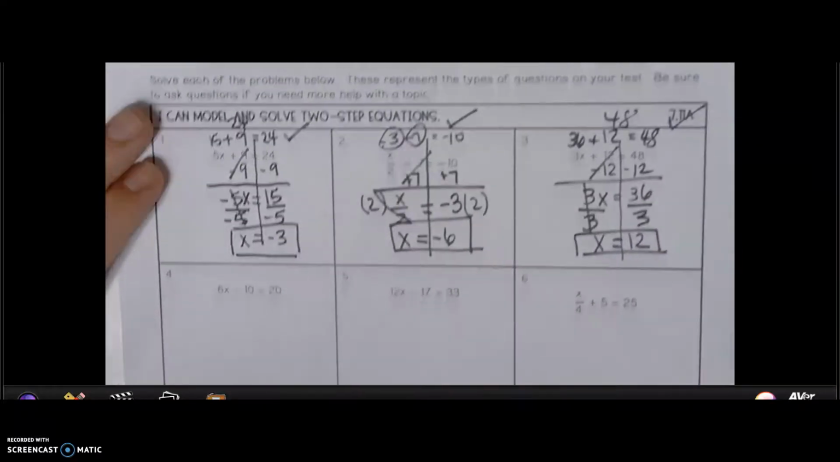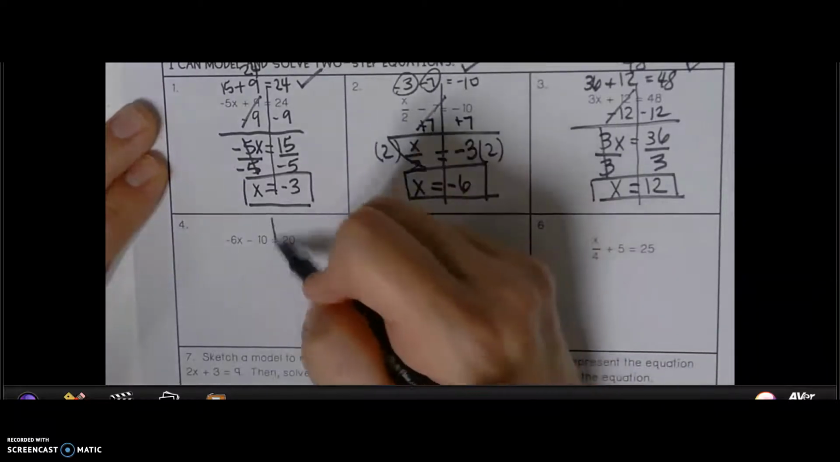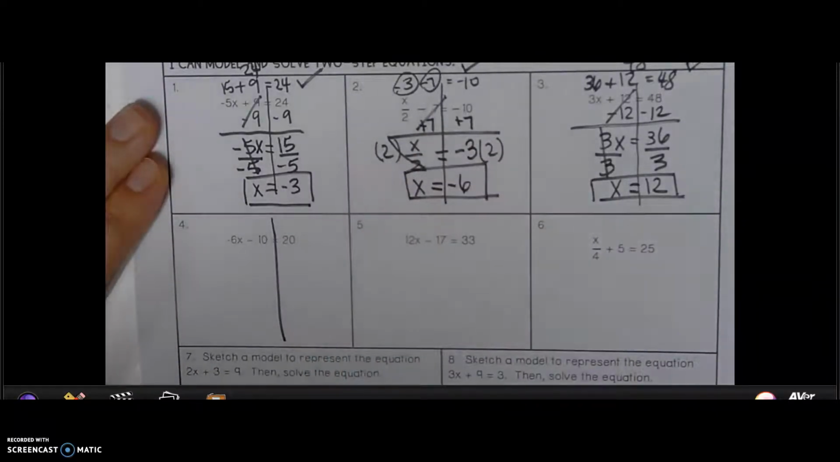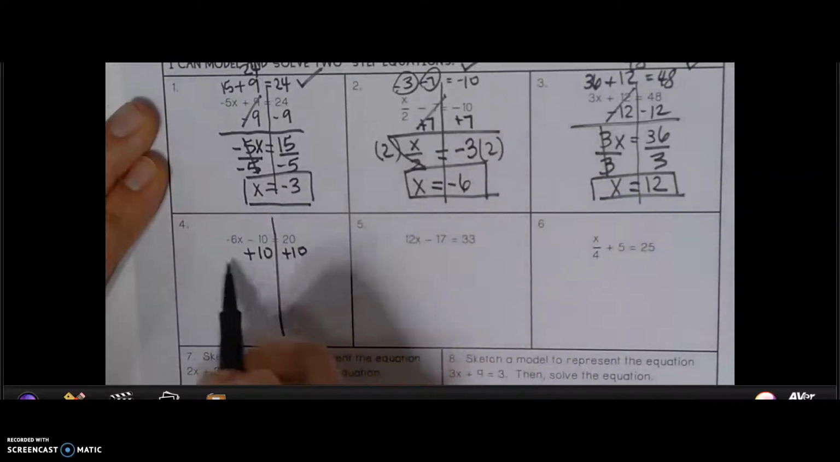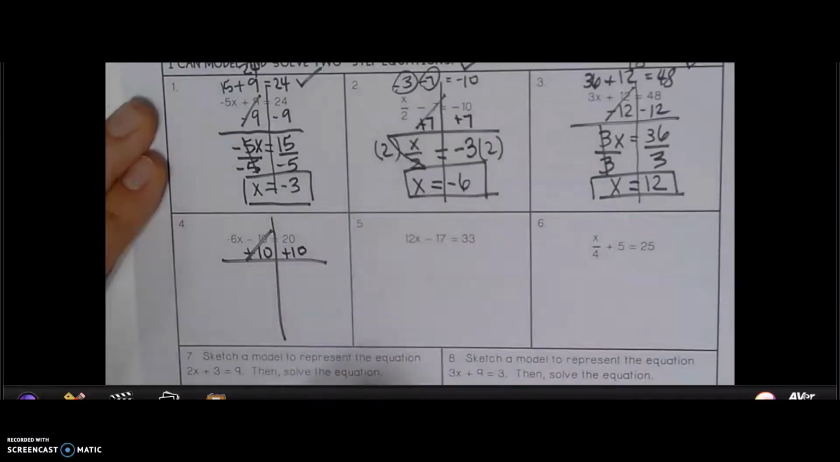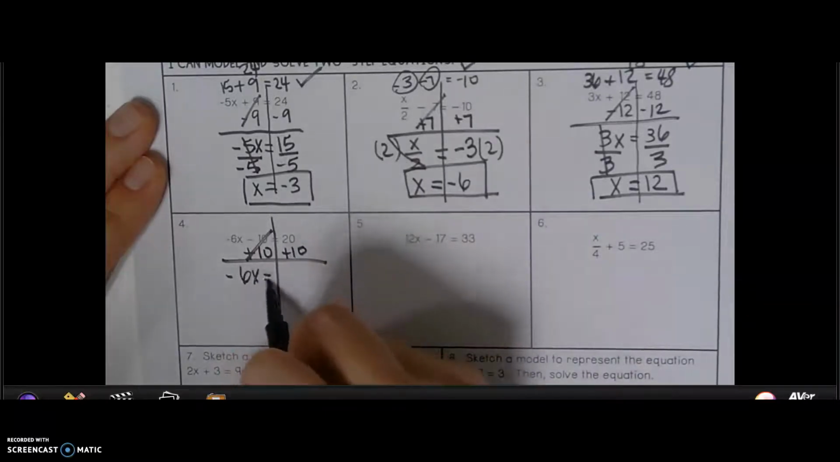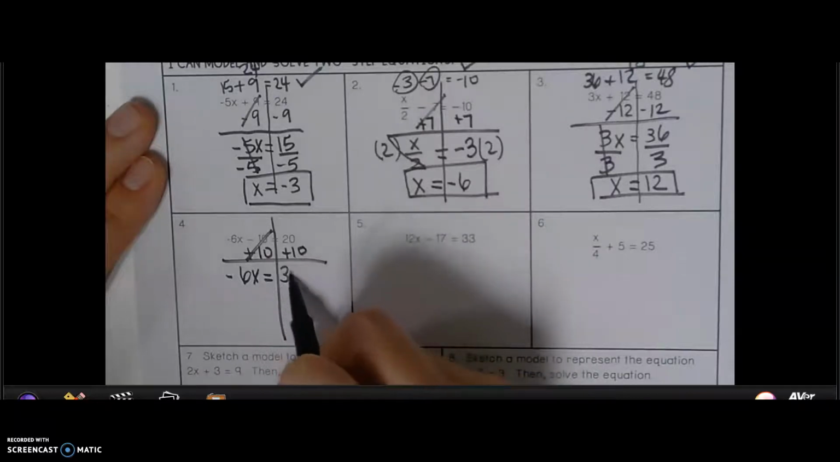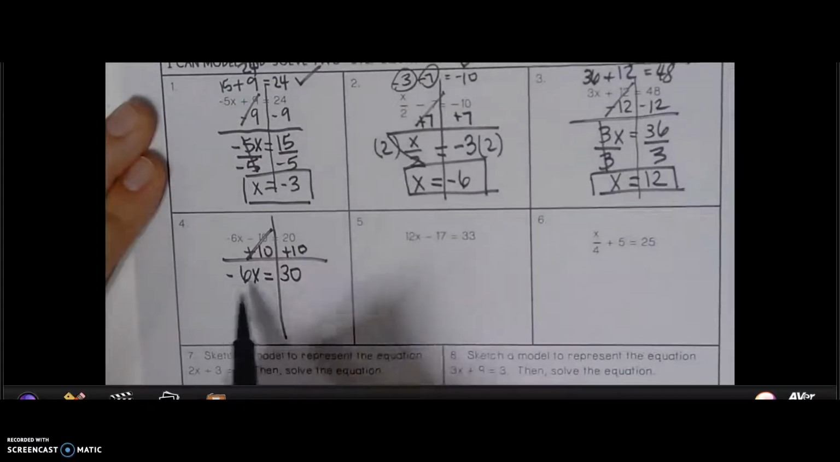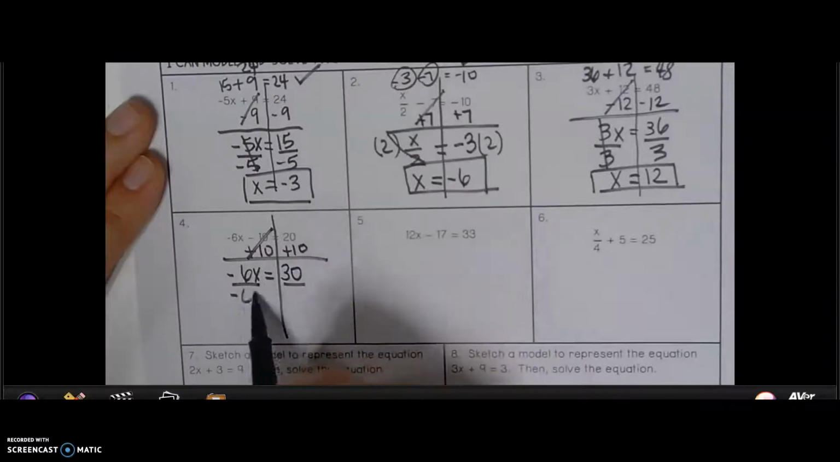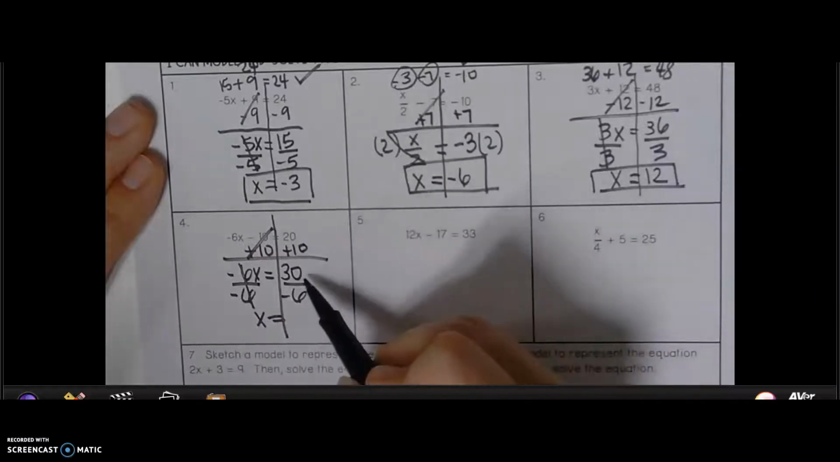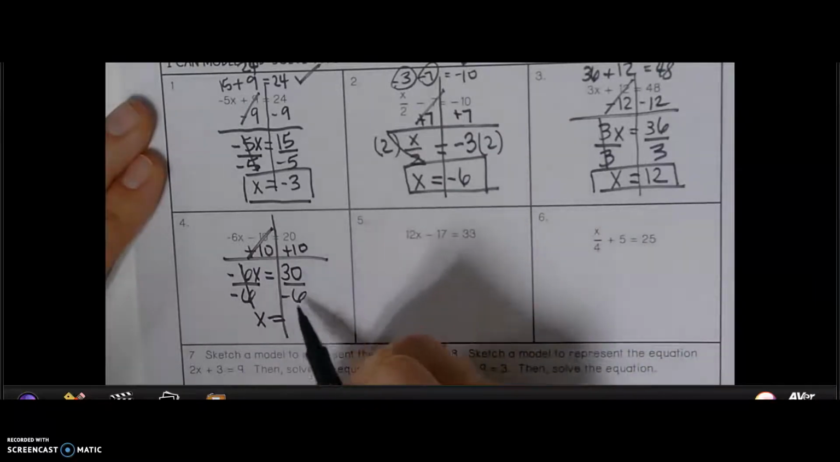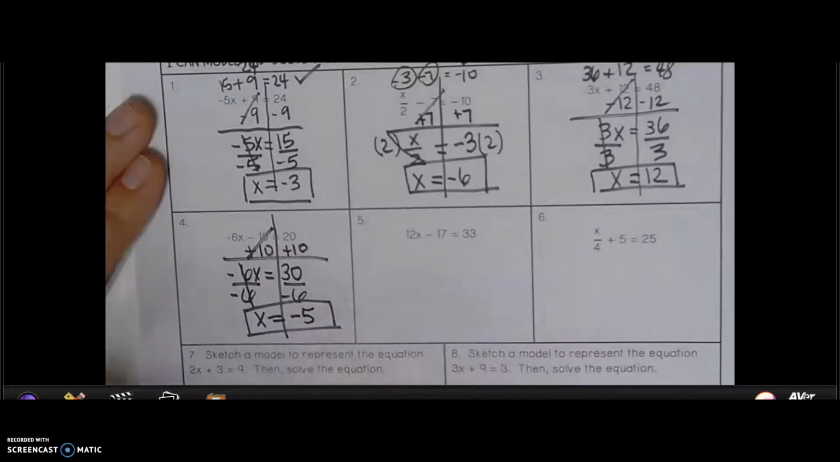Okay, let's look at number 4. Number 4 is negative 6x minus 10 is equal to 20. So in order to get rid of my constant, I'm going to add 10 to both sides. There's my zero pair. Negative 6x is equal to 20 plus 10 is 30. Now I have a multiplication problem, so I am going to undo that with division. X is equal to, so I have 30 divided by negative 6, so a positive divided by a negative is going to give me a negative, and 30 divided by 6 is going to give me 5. X is equal to negative 5.